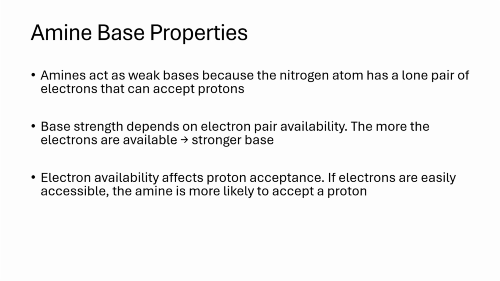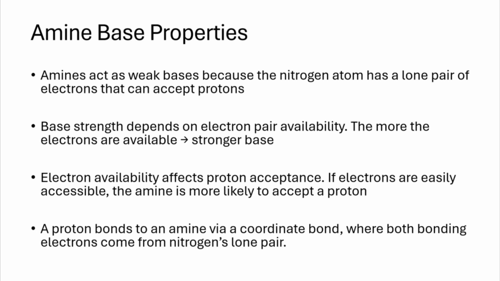Electron availability affects proton acceptance. If electrons are easily accessible, the amine is more likely to accept the proton. That makes sense, innit? A proton bonds to an amine via a coordinate bond, where both bonding electrons come from the nitrogen's lone pair. It's in topic 3 if you want to go check that out. That's coordinate bonding, or dative bonding, which is a covalent bond formed when both electrons come from one single atom onto the other.